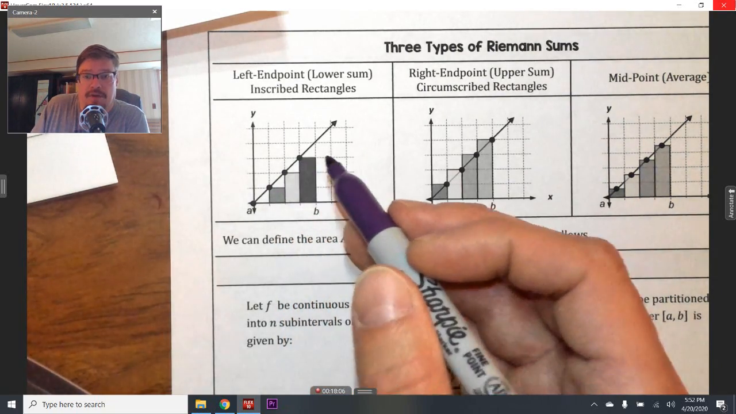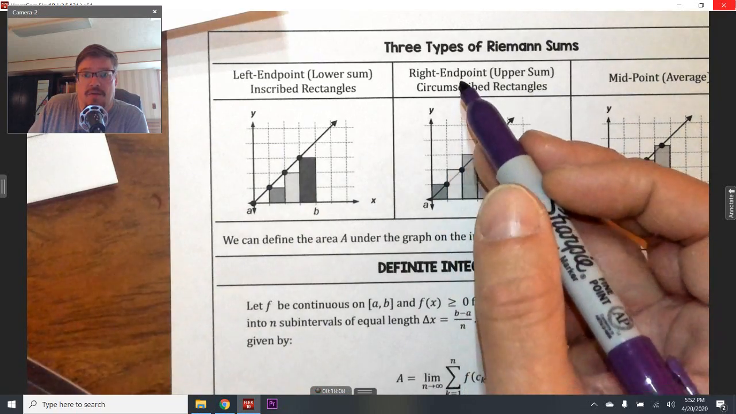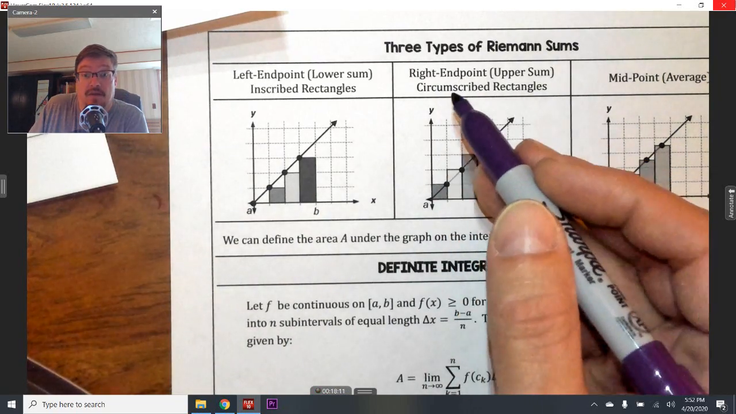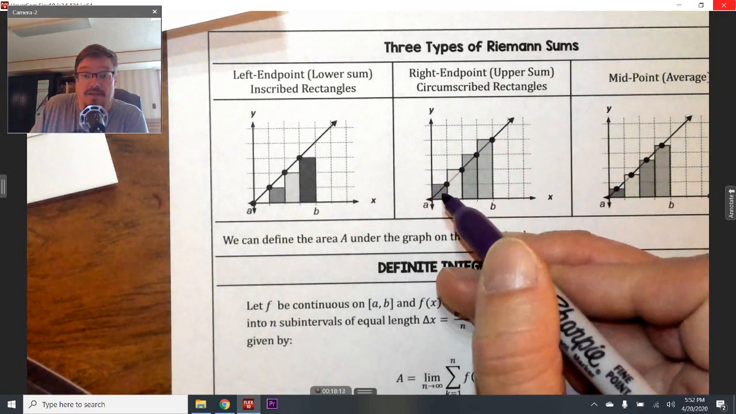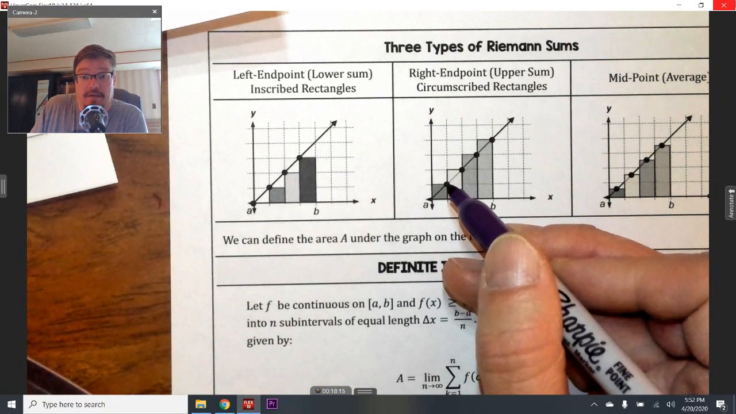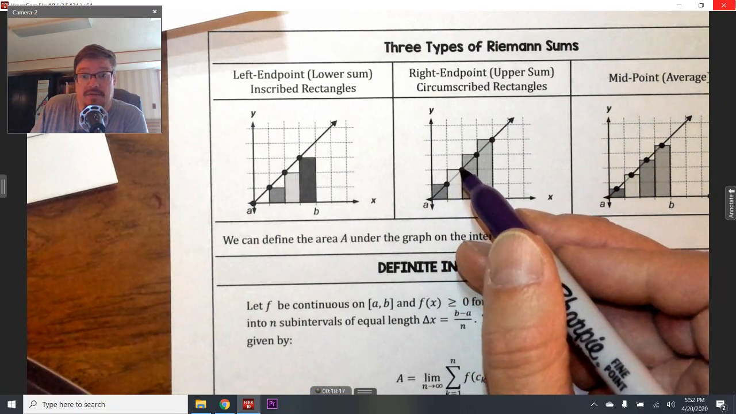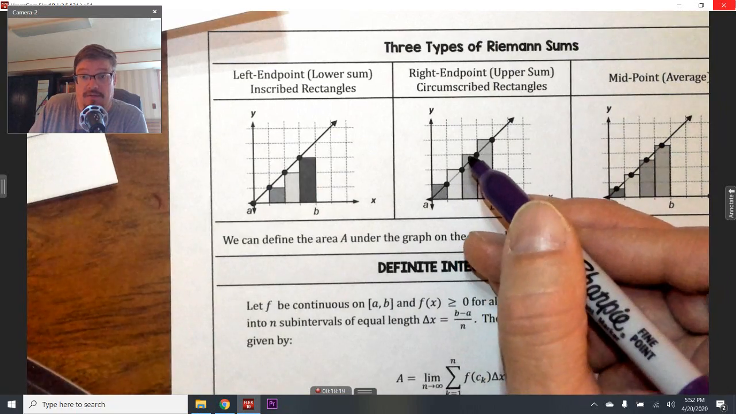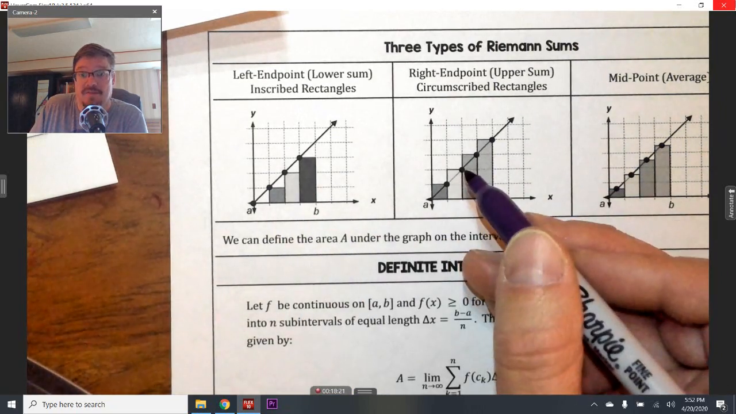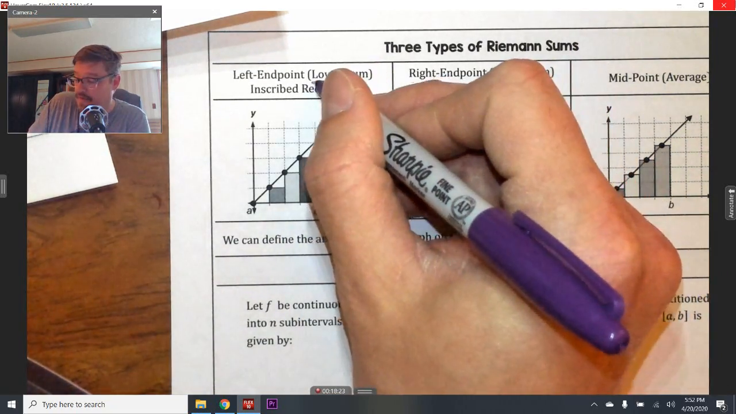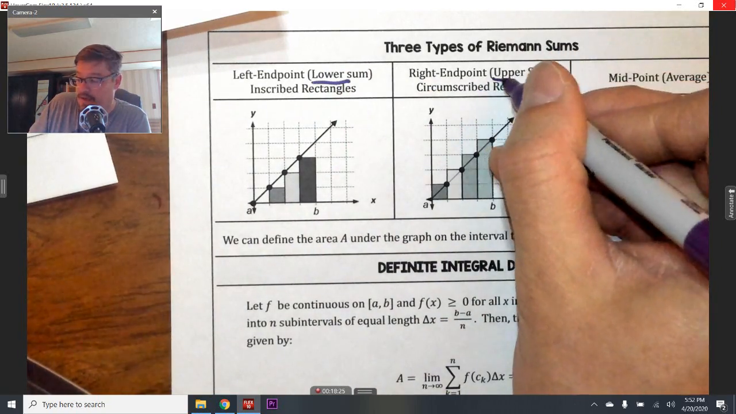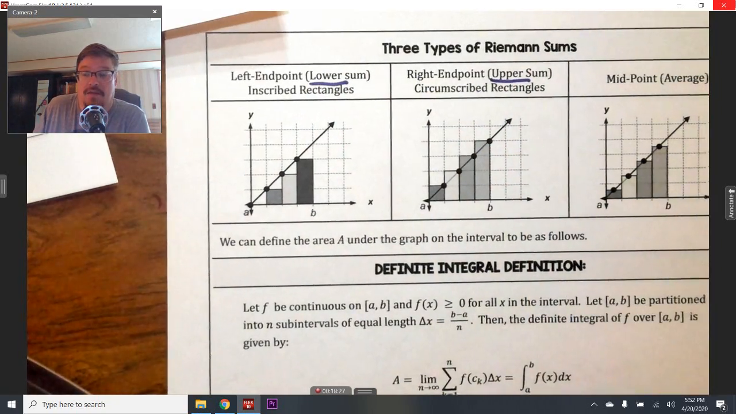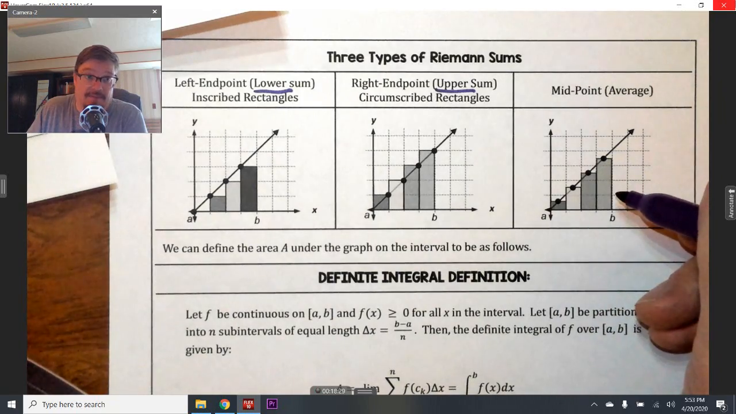Over here, notice that we have the right endpoint, or the right Riemann sum. And so on the right, we use the right side. Here's this rectangle, we use the right top of the rectangle. Now notice the difference between the two. This ends up being an underestimate. This will be an overestimate. This guy will be a better estimate.